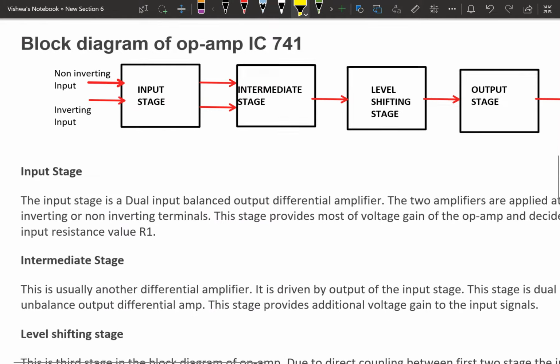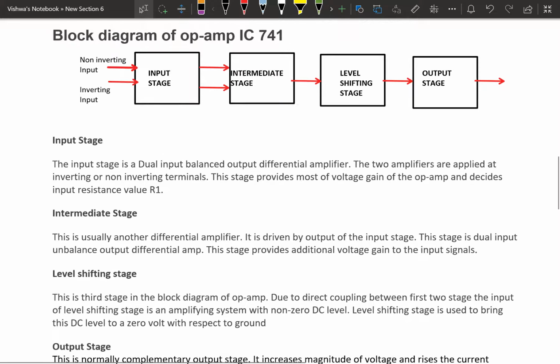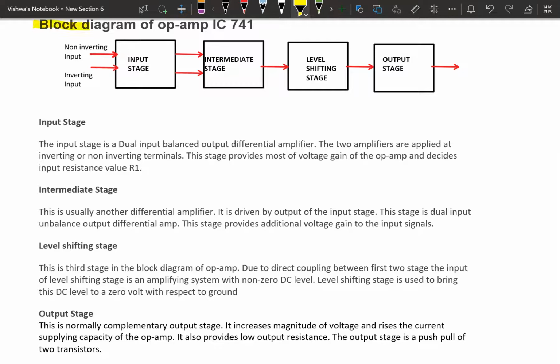Next, the block diagram of the op-amp. One such operational amplifier is the 741. Its block diagram is represented here. It has 4 stages. These two are the non-inverting and inverting inputs. The first is the input stage, the second is the intermediate stage, then the level shifting stage, and one more is the output stage. So these are the 4 stages in the block diagram.